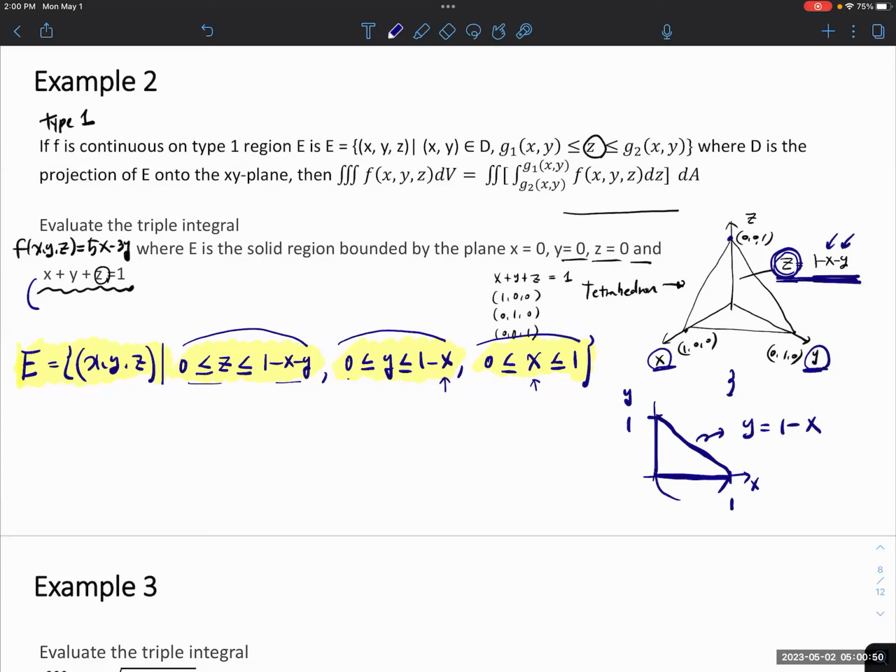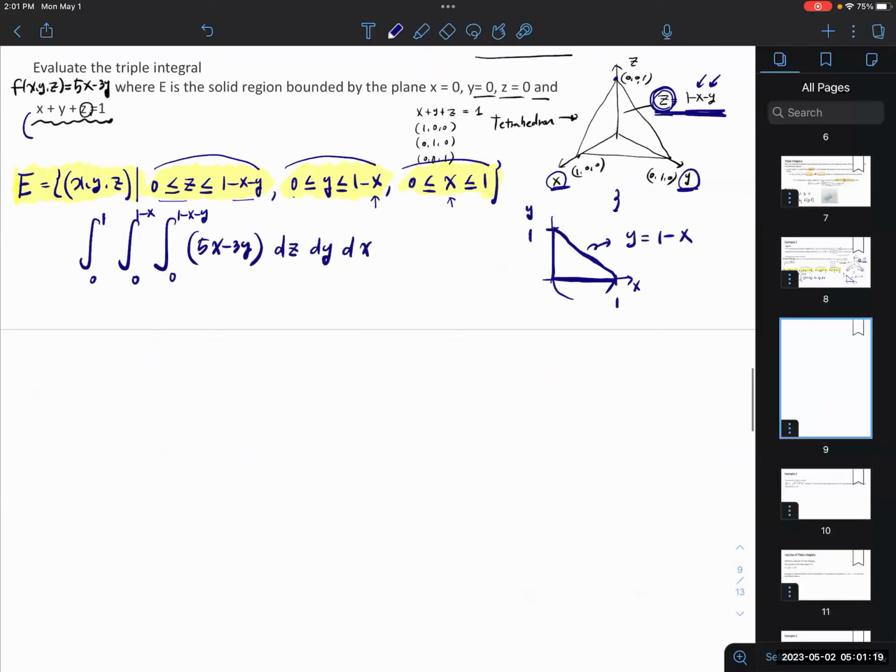Okay. Now we can take the triple integral. I have a function 5x minus 3y, correct? If you want, you can begin with dx, but I'm going to have the dz interval first. So I'm going to set up this order. You have 0 to 1 minus x minus y, 0 to 1 minus x, 0 to 1.